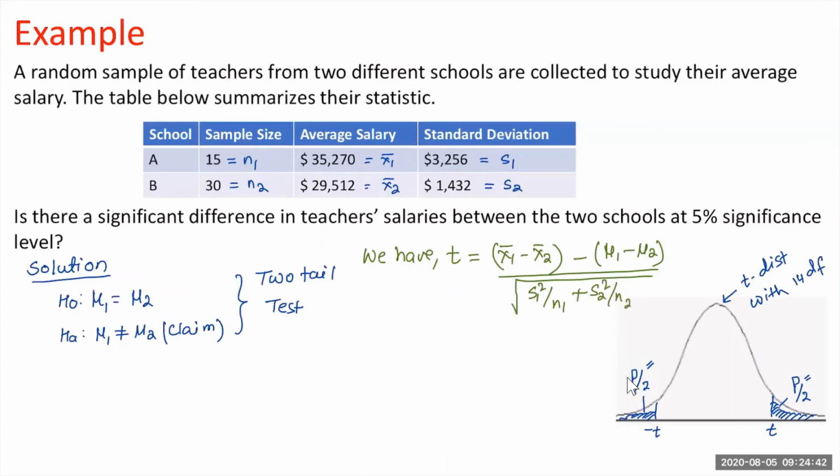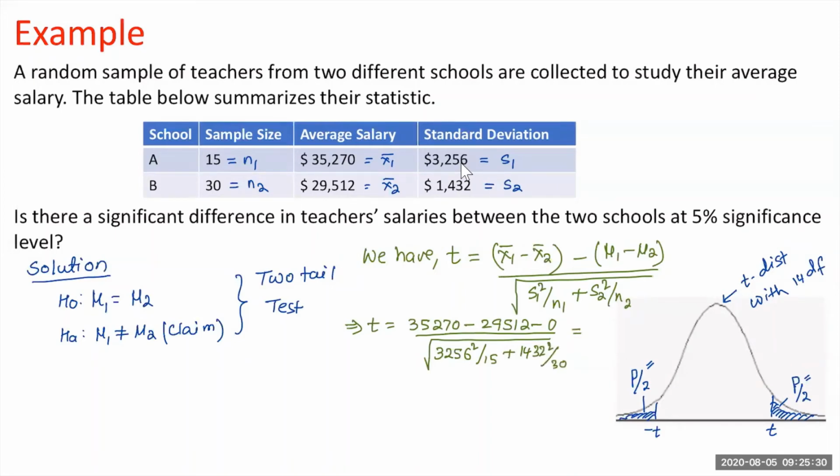Okay. So this implies, let's simplify this, t is equal to x1 bar minus x2 bar, that is the difference of these two, which is 35270 minus 29512 minus mu1 minus mu2, these two are equal, so that is 0, divided by the square root of the first standard deviation, 3256 squared over the first sample size 15, plus second standard deviation 1432 squared over sample size is 30.